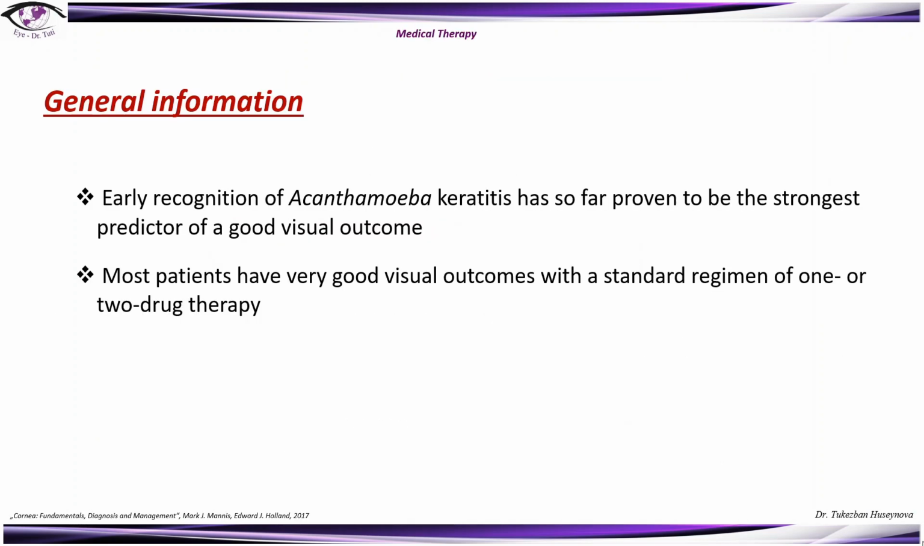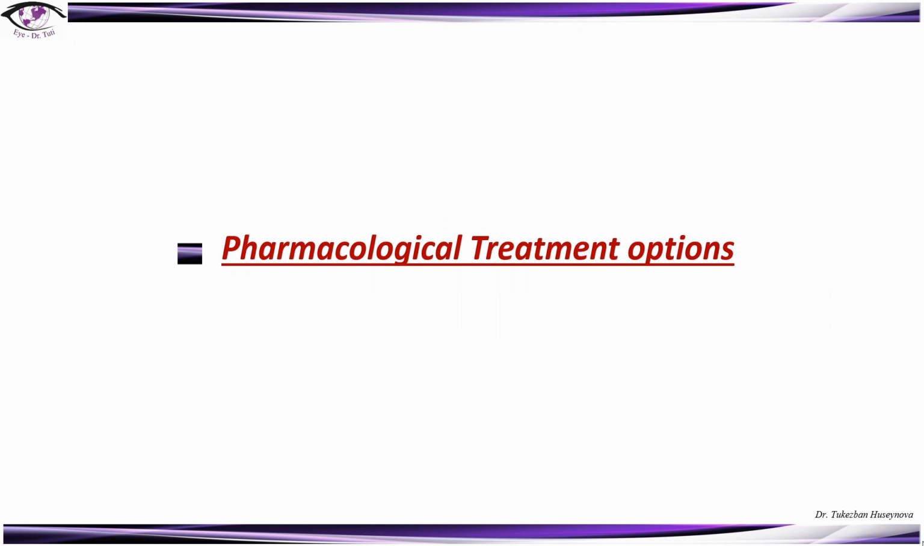Medical therapy. Early recognition of Acanthamoeba keratitis has so far proven to be the strongest predictor of a good visual outcome. Most patients have very good visual outcomes with a standard regimen of 1 or 2 drug therapy. Let's continue with pharmacological treatment options.